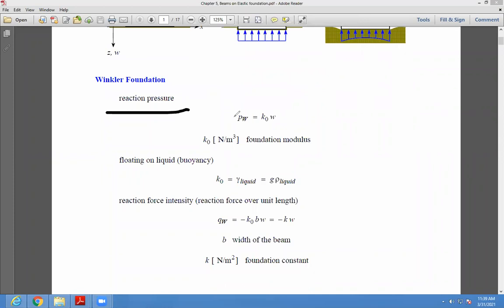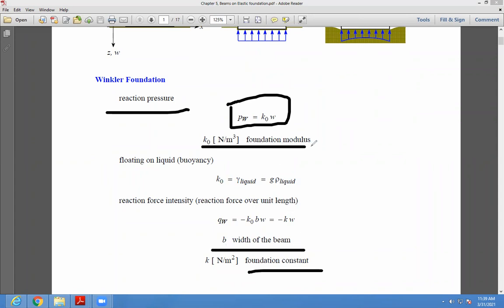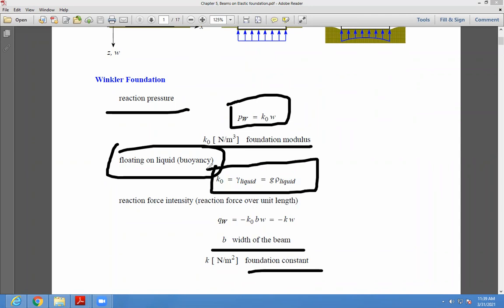So the reaction pressure is p_w equal to K naught into w. w is nothing but the deflection, and K naught is the foundation modulus. For a beam floating on liquid, that is the buoyancy force, K naught, the foundation modulus, equals lambda of the liquid, that is, the density of the liquid, equal to g into the mass density, rho of the liquid.